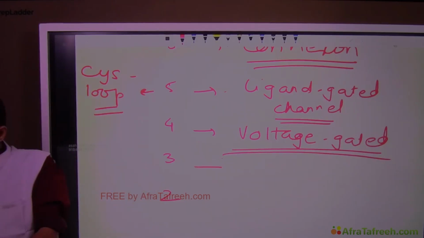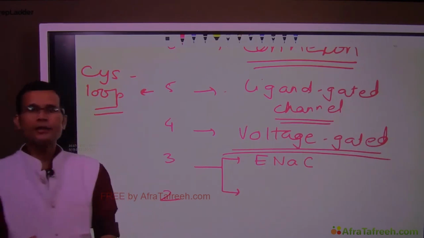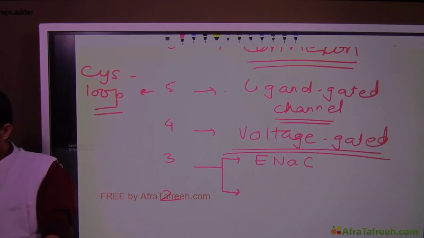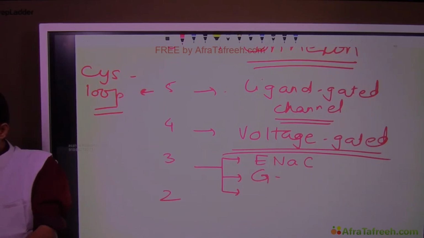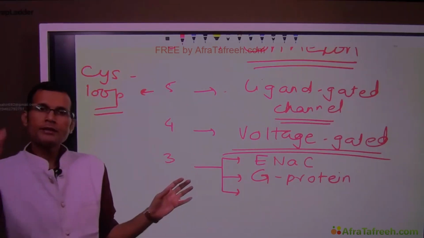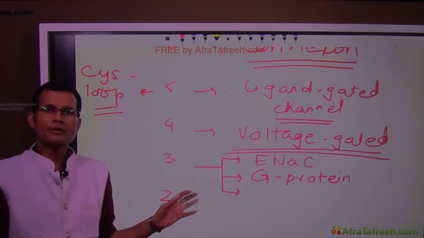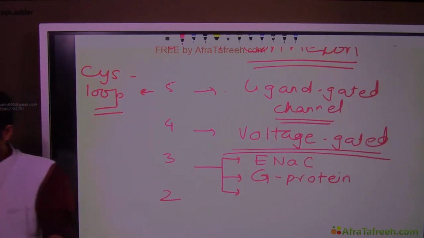3. Okay. ENaC, epithelial sodium channel, is a trimeric protein. It has got 3 subunits, alpha, beta, gamma. Then G protein. Look, there is a G protein coupled receptor. That receptor has 7 transmembrane segments, but G protein itself has 3 subunits, alpha, beta, gamma.